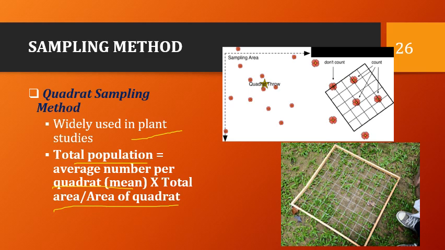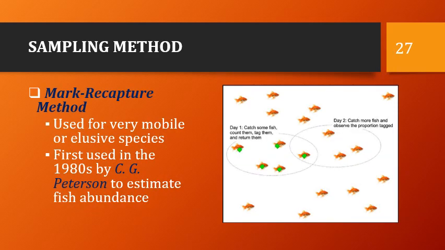Hindi mo siya pwedeng i-count, diba? It's really hard to count all the grasses. So quadrant sampling method could be used. Okay, we also have the mark recapture method. So when we use the mark recapture method, it is used for a very mobile or elusive species. Okay, it was first used in the 1890s by C.G. Peterson to estimate the fish abundance.